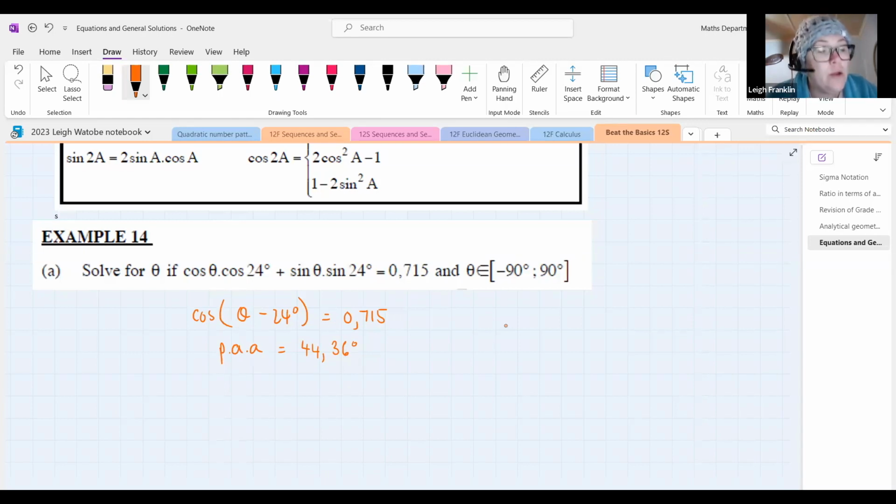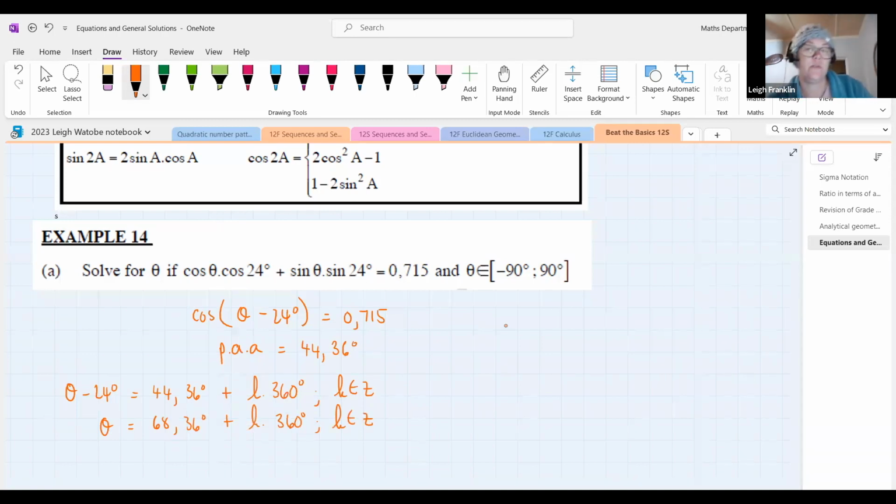In quadrant 1, your angle theta minus 24 is equal to your PAA plus multiples of 360, because your graph repeats itself every 360 degrees. So that's quadrant number 1. Let's collect this together. So this would give us theta equals 68,36 plus k times 360, k is an element of the integers. That's quadrant 1. That's our first general solution.